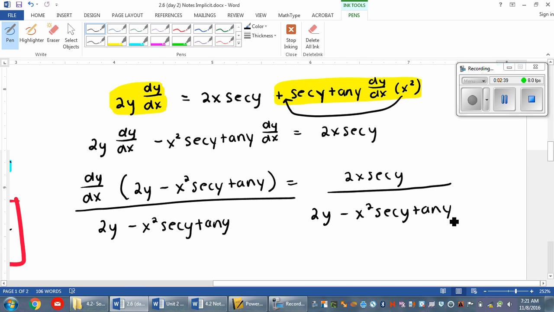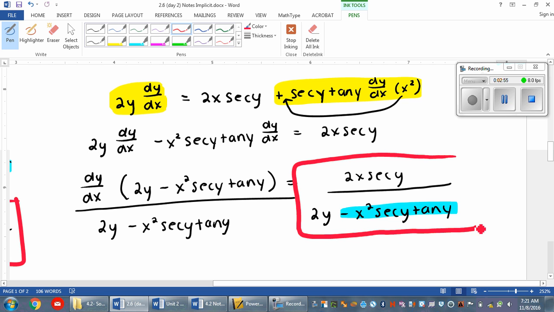Now, we actually cannot simplify this by 2 because look, this first term is divisible by 2, yes. The second term is divisible by 2, but look at the third term right here. This does not have a 2, so that means I cannot divide by 2. So this would be my final answer for my derivative.